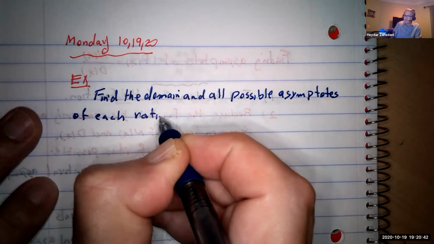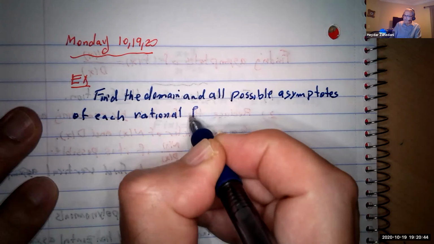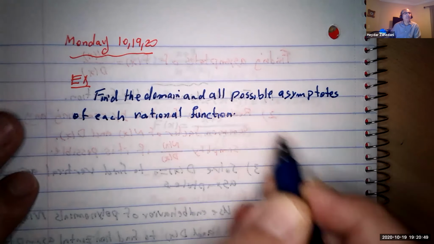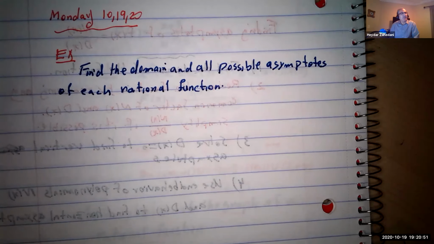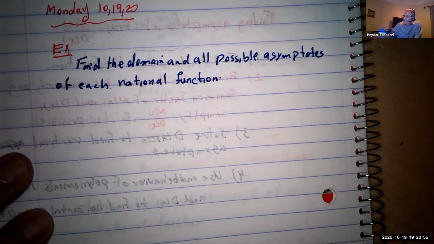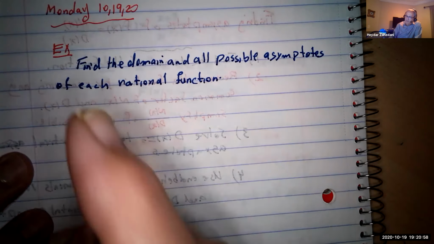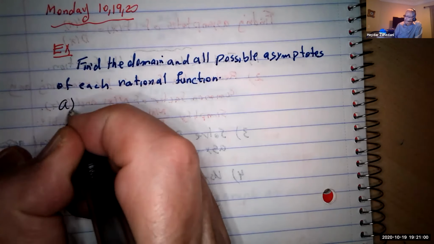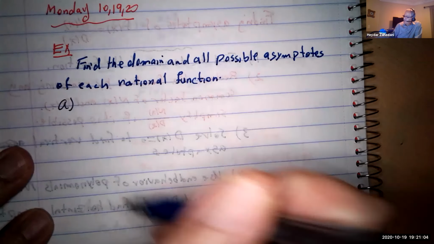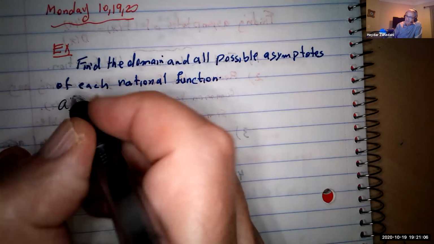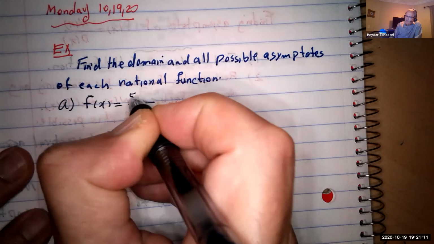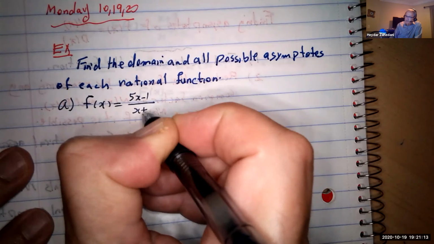There are going to be 4 different types, and I explain all of them. We give you just a couple of questions on this one, or just one. Okay, there you are. The first one is going to be an easy one. The first one is f of x equal to 5x minus 1 over x plus 2.